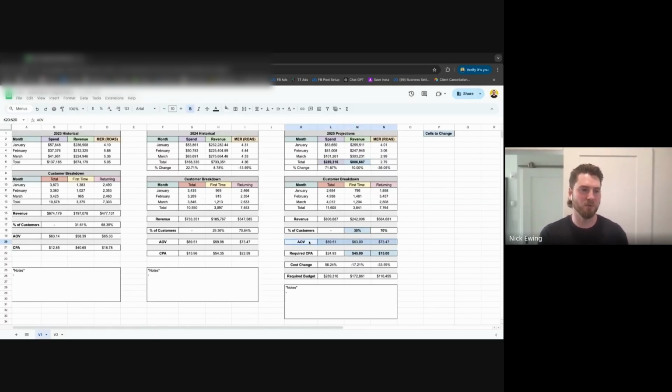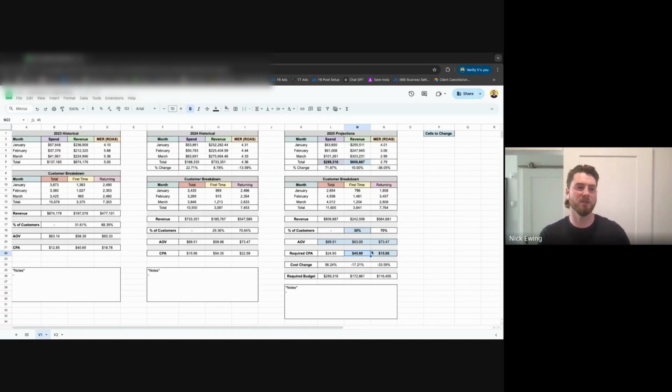The reason that's important is because it helps us understand how much actual revenue can be generated from that specific customer type. For instance, in this case, returning customers have a $73 AOV. Okay, that's great. Multiplied by how many returning customers we're going to get, we can see approximately we'll be hitting, if everything goes to plan, $564,000 of our total $806,000 revenue from returning customers specifically. And then we get to look at what is a required cost per acquisition.